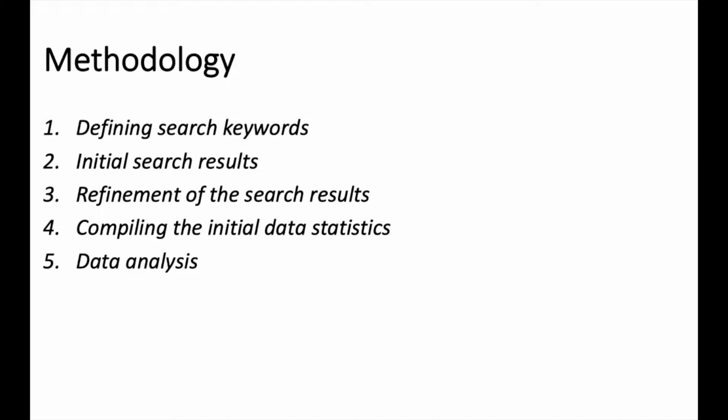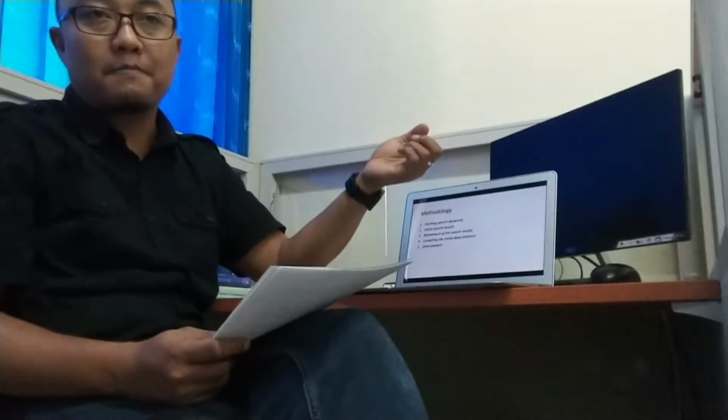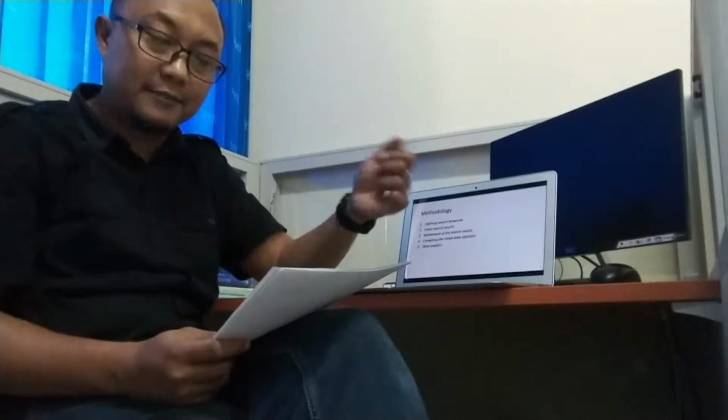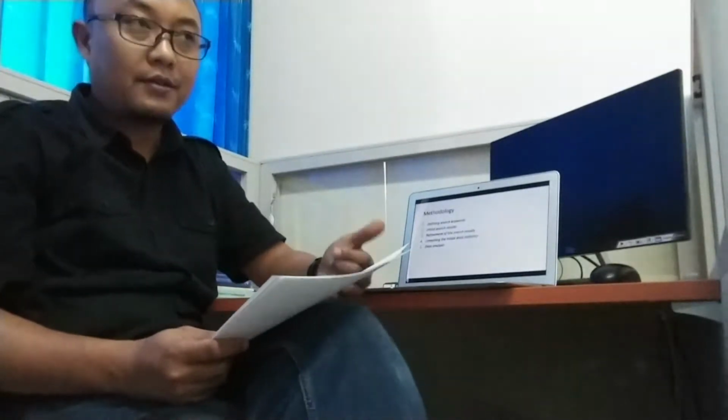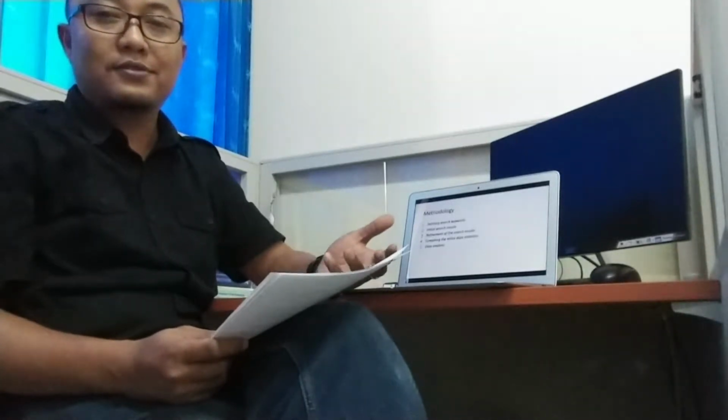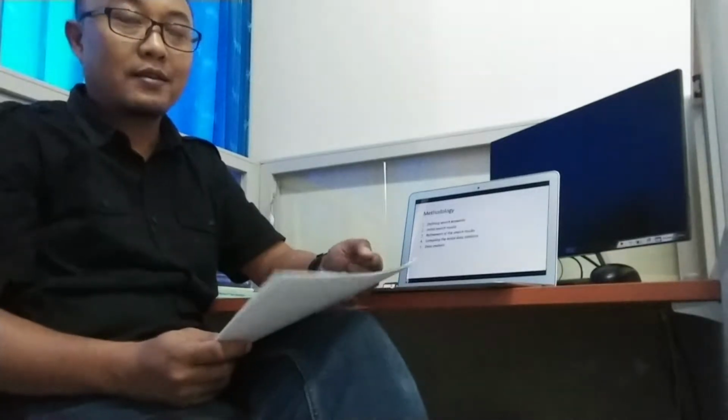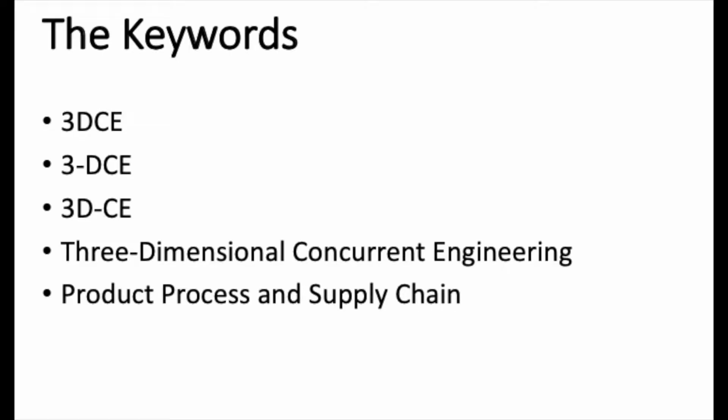Okay. The first step of the methodology is defining the search keywords. There are at least three keywords we use in general. 3DCE as an acronym. The second one is three-dimensional concurrent engineering. And the third one is product, process, and supply chains. But specifically, to represent 3DCE as an acronym, we use three variants: 3-DCE, 3D-CE, and 3DCE.